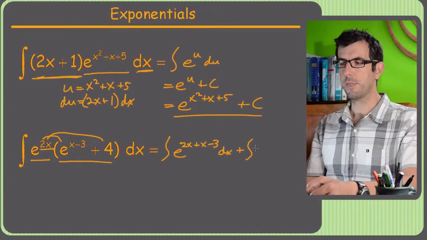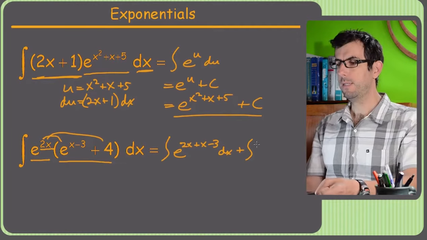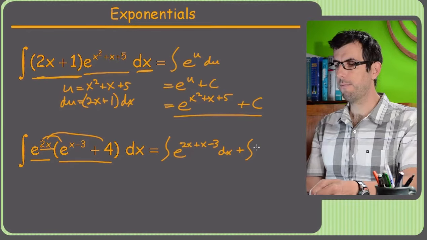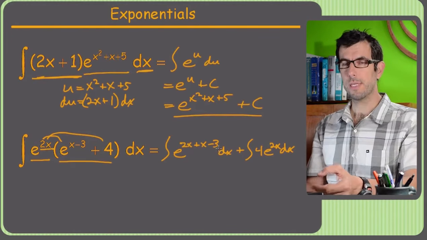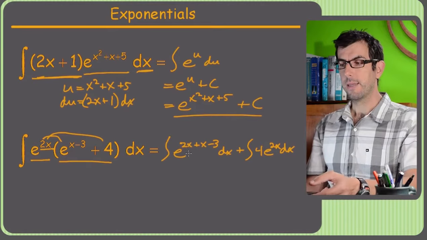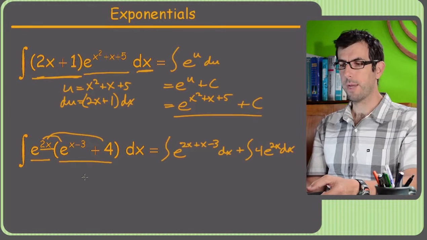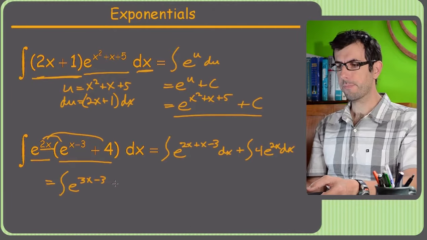I'm just going to split this into two integrals because they're going to have different u's. And then we've got 4e to the 2x dx. Alright, so the reason I had to split these into two integrals is I have two different u's. In this one, my exponent, I should combine all those like terms first. So my exponent becomes 2x plus x is 3x, minus 3.